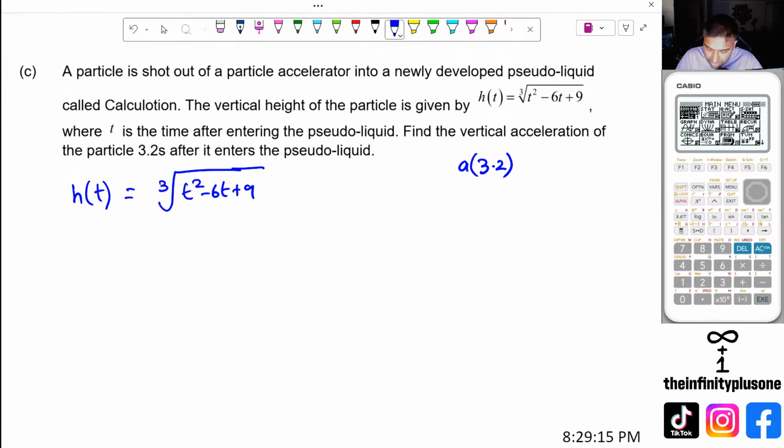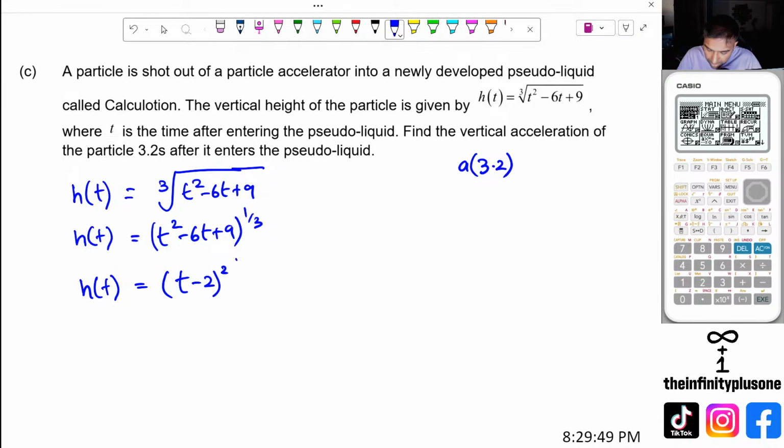if you try to differentiate this by putting this as 1/3, you are going to end up with something really long, and you can actually make it quite tedious for yourself. So really important to see, can you actually make this a little bit shorter and easier before you start differentiating. And if you look at the numbers, it's t squared minus 6t plus 9.